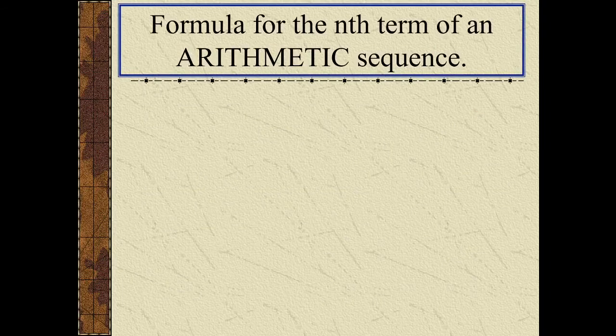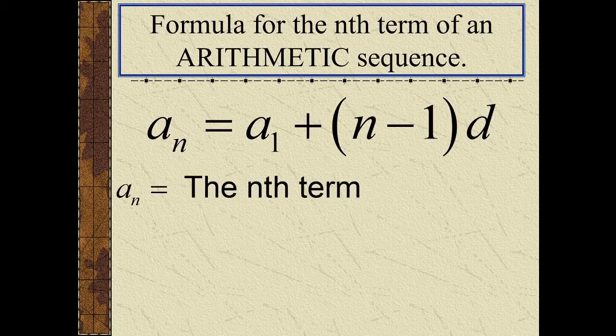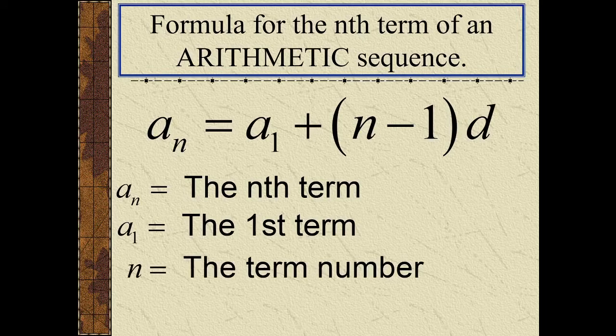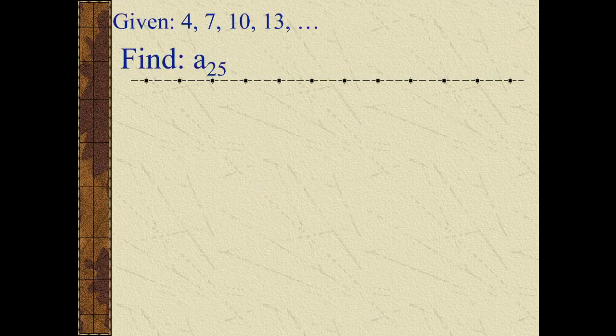Now, we have a formula for the arithmetic sequence, and this is the formula. Let's identify the parts of the formula. A sub n is the nth term. A sub 1 is the first term. N is the term number. D is the common difference. Okay? Now, let's apply the formula in our first example.